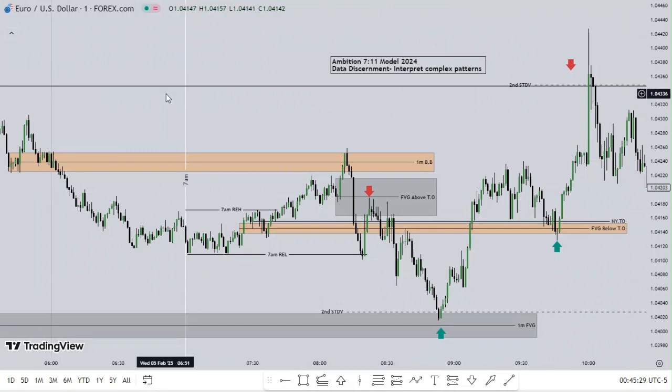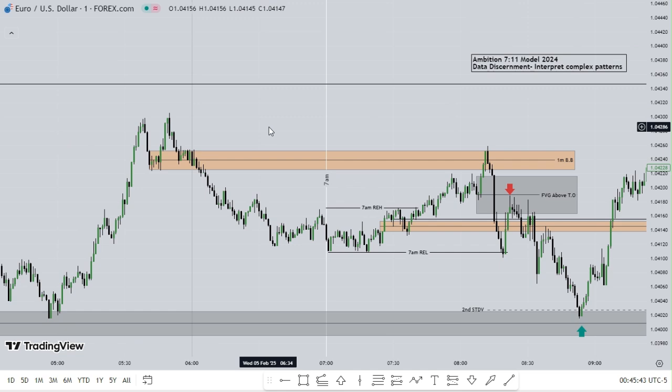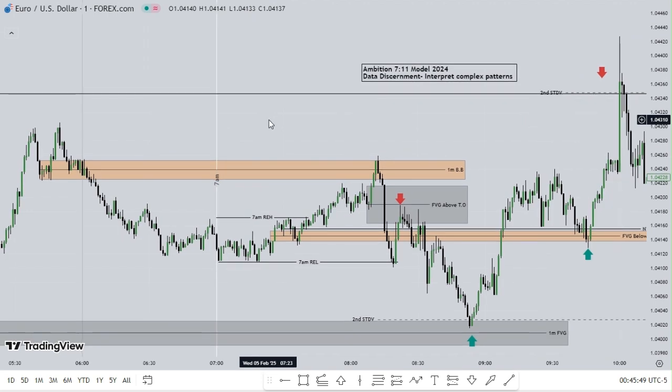So I want to make a pattern recognition series where I'll be posting five different asset classes on five different days in a specific time frame where we trade the 7-Eleven model. This pattern repeats every day. It doesn't matter what asset class you trade, it just repeats over and over. I'm just going to make you see how it works.